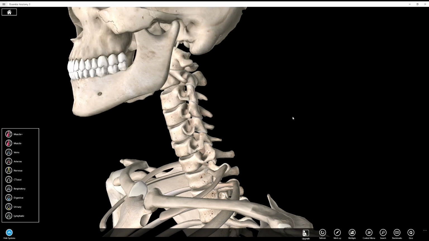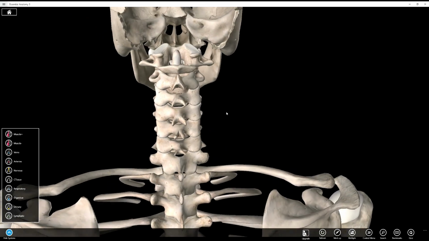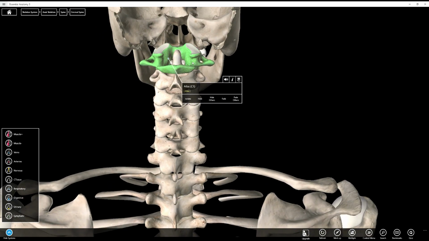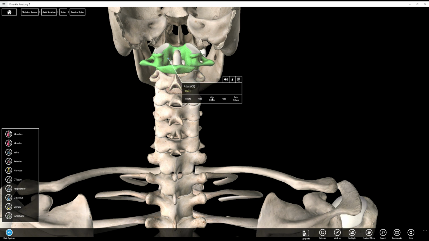Hey guys, we're going to go ahead and take a look at the atlas and axis vertebrae. Here's the atlas, or C1, and the axis right below, C2. Let's go ahead and take a look at the atlas first.